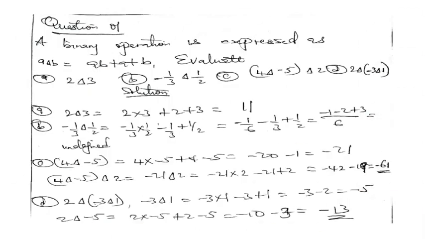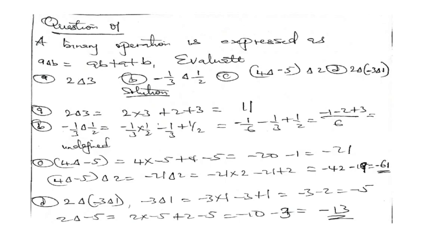Questions: given a binary operation as A delta B equals AB plus A plus B, evaluate A, 2 asterisk 3, B, minus 1 over 3 asterisk half, C, 4 delta minus 5 delta 2, and D, 2 delta open bracket minus 3 delta 1. The solution: the first one is obeying the closure law.